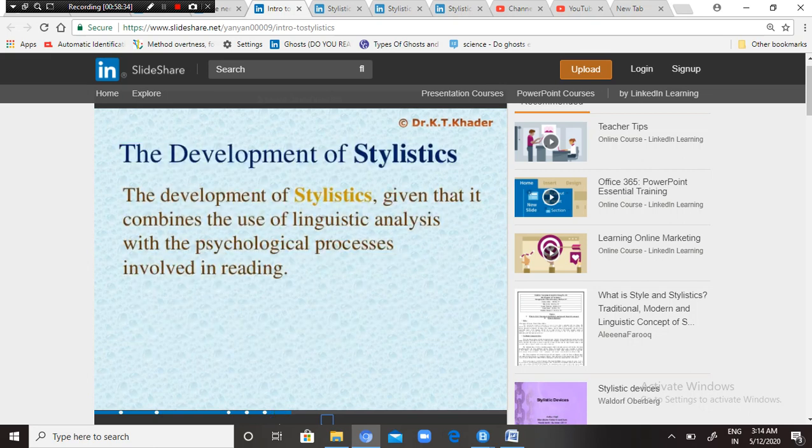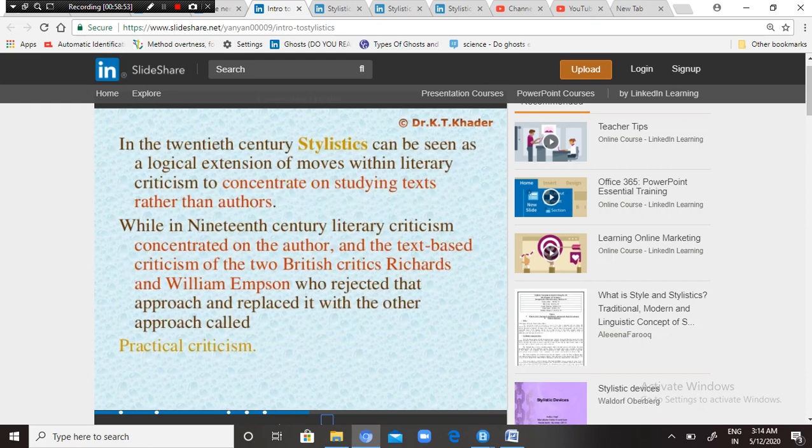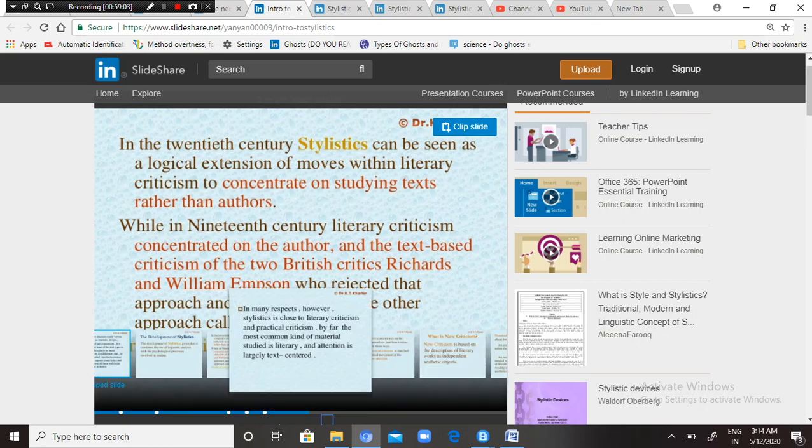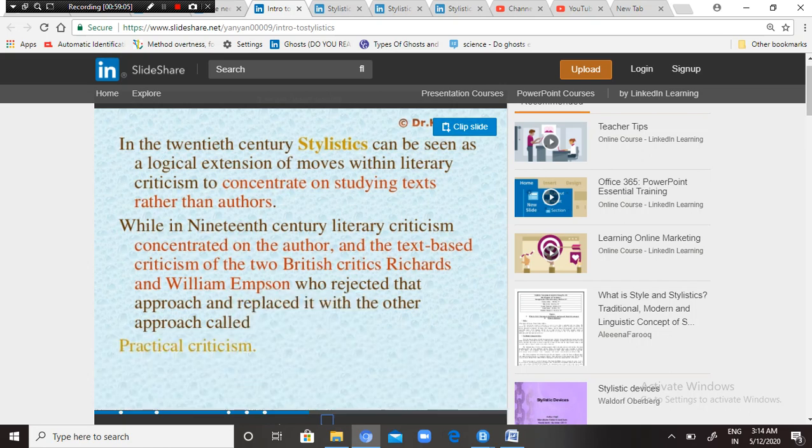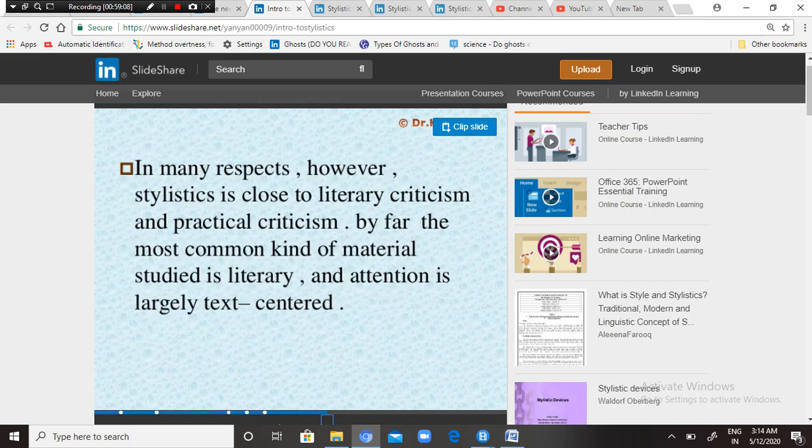So here we go, the development of stylistics. The development of stylistics combines the use of linguistic analysis with the psychological processes involved in reading. Okay, and in the 20th century, what happened in the 19th century? So here are the evolutions of stylistics that are discussed in this slide.